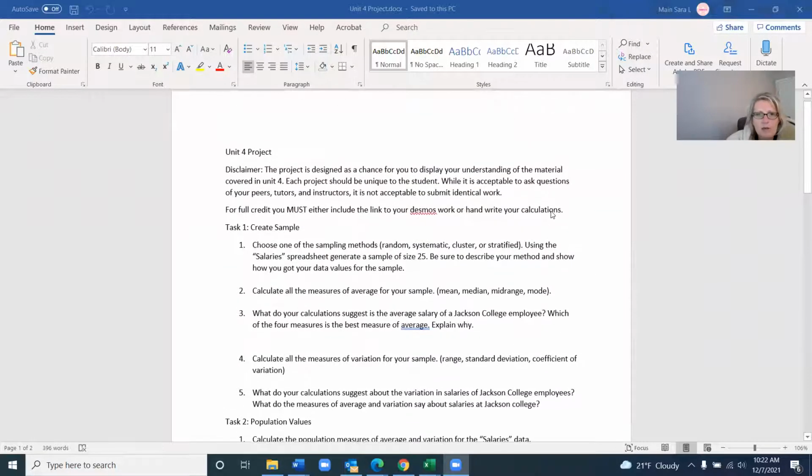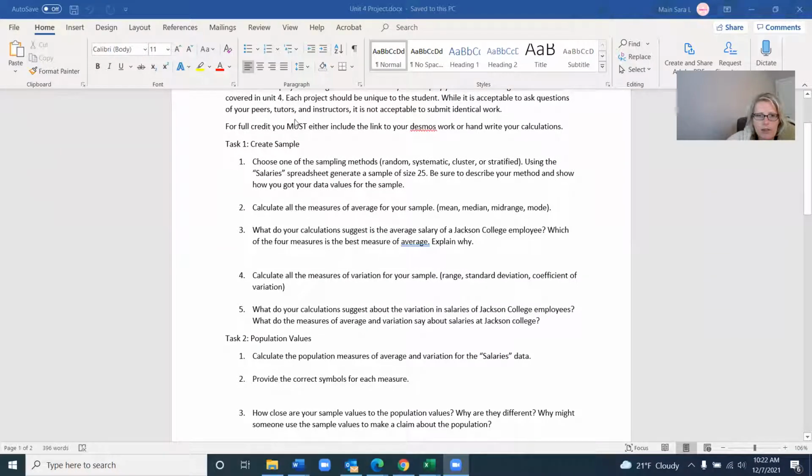So there were some questions regarding the Unit 4 project in the first task. And the second task. So task 1 is all about finding a sample. I want you to take those Jackson College employee salary data, and you're going to find your own sample of 25 of them. So you're only using 25 data points, and you need to explain how you got your sample. That's question number 1. And then question number 3 is asking you to tell me which measure of average or measure of center you think is best describing your sample. So the mean, the median, the mode, or the mid-range, and why, using the way we compare those in the workbook, in the lesson.